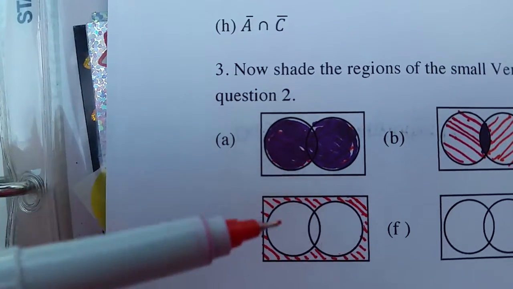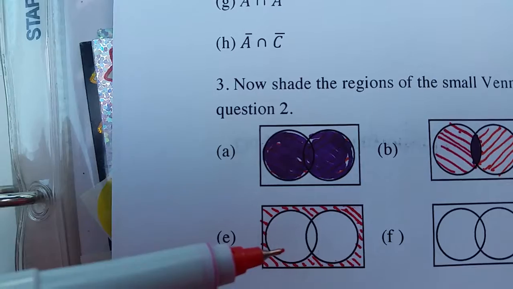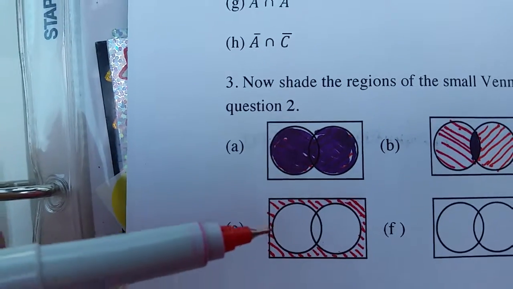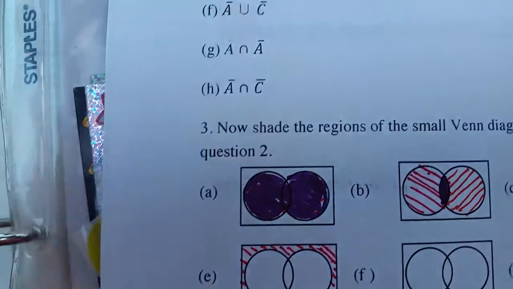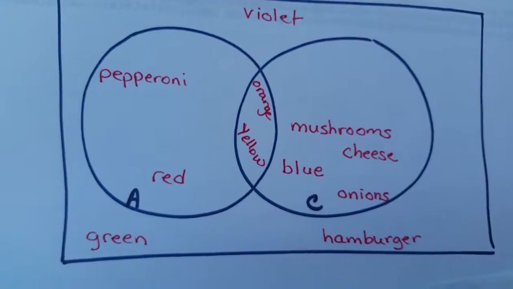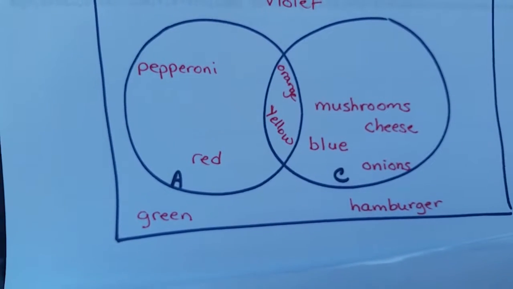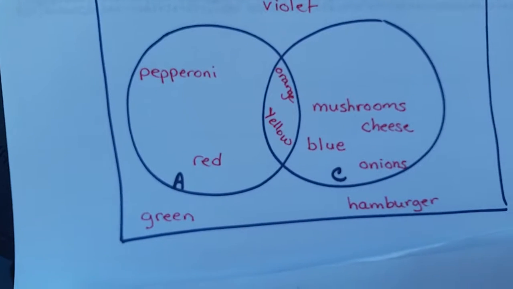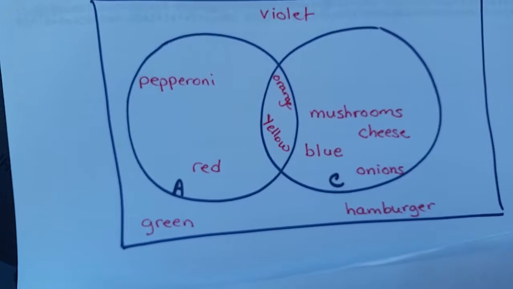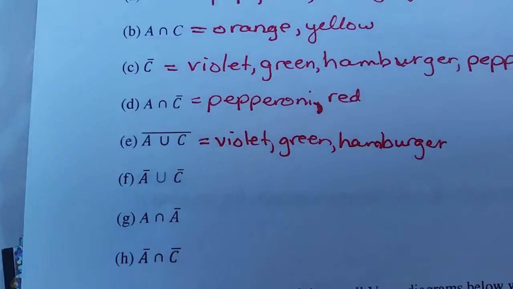Notice that together those things would fill up the whole universe if you colored this and then colored that afterward on the same graph. But right now we're interested in just this outside area here. So the things that fit that description would be violet, green, and hamburger. All right, there you are.